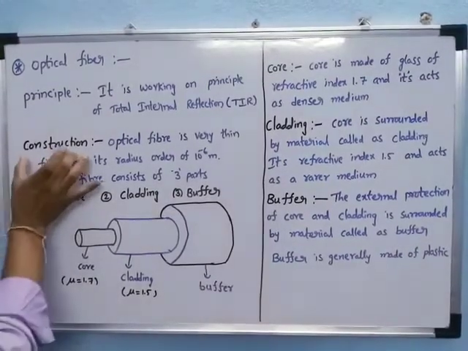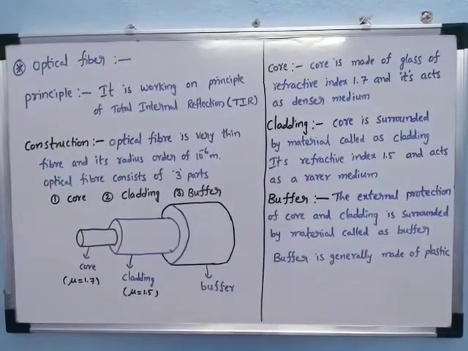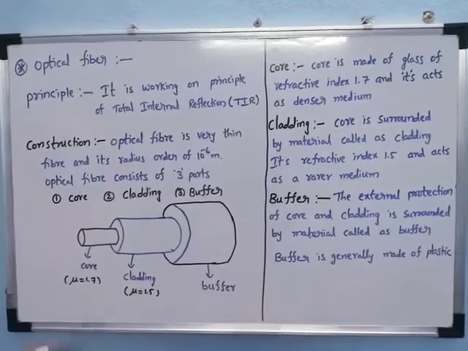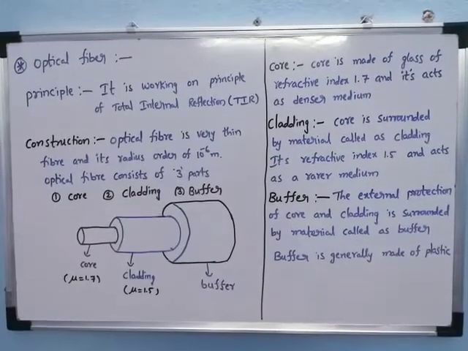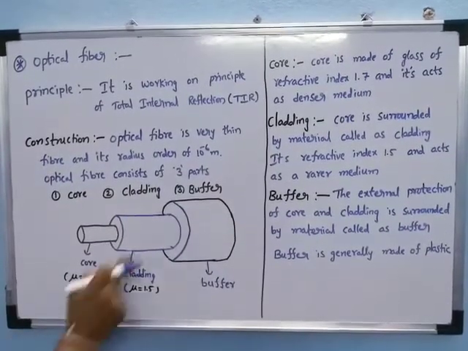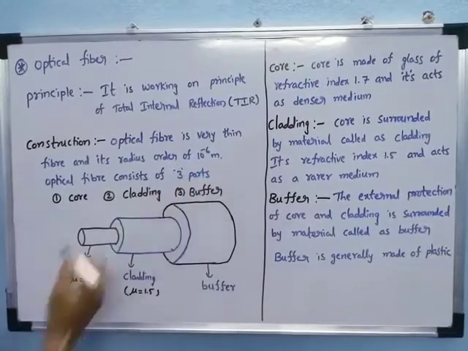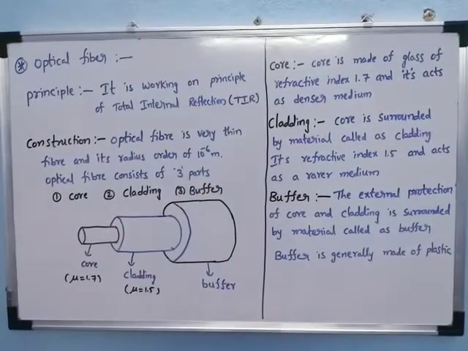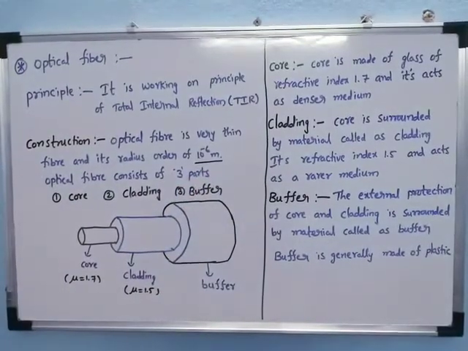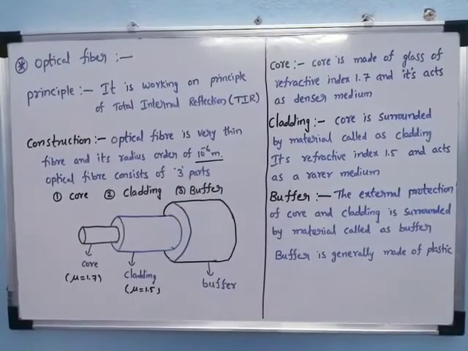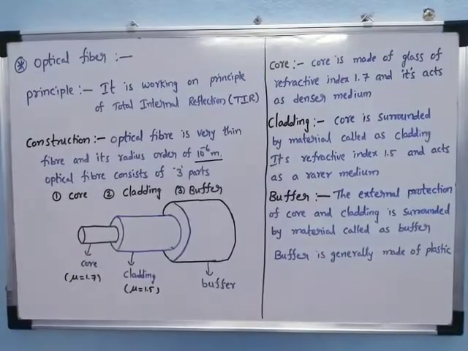Now we are discussing the construction. An optical fiber is a very thin fiber, and its radius is approximately 10 to the power of minus 6 meter. 10 to the power of minus 6 is nothing but 0.000001 meter. That means the radius of this optical fiber is very small.